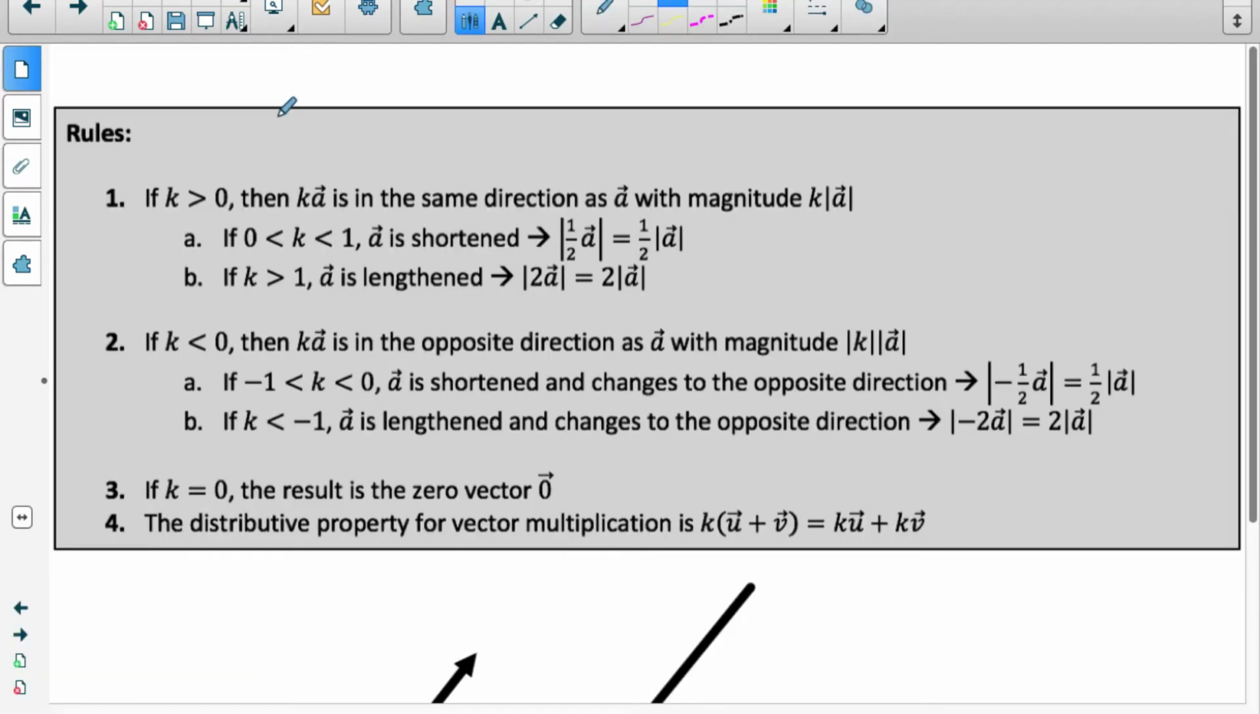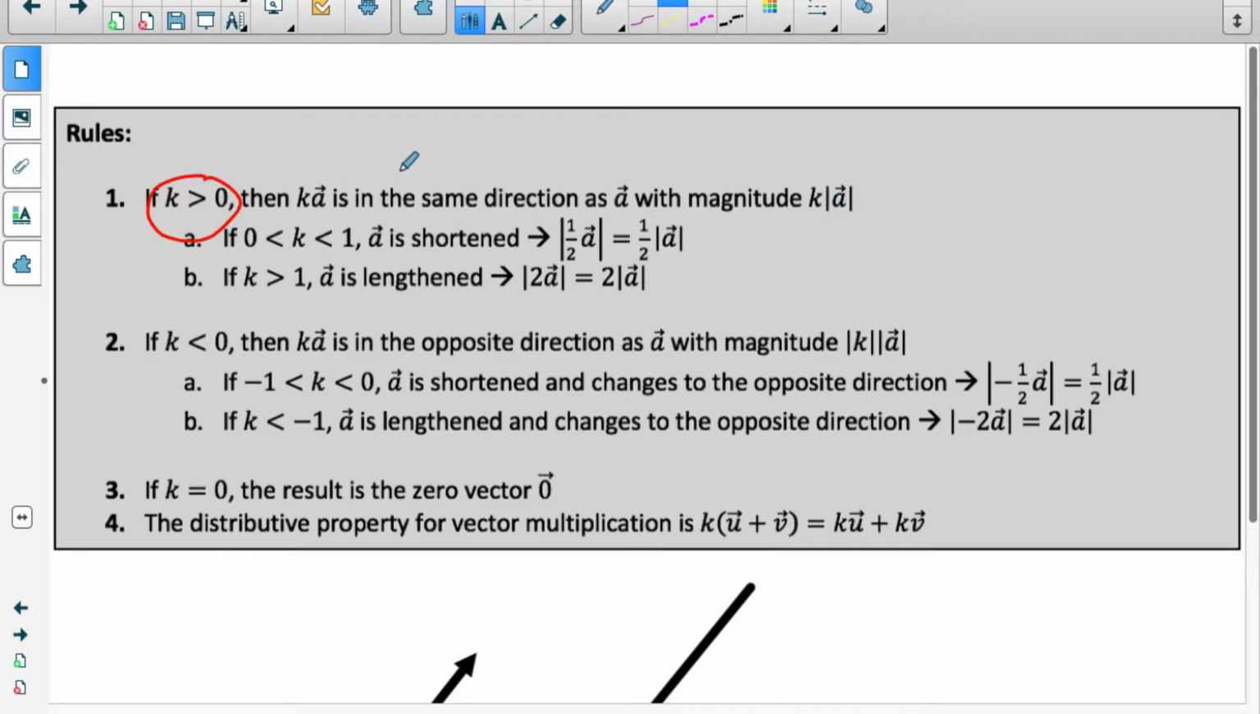Let's start by looking at a list of rules. The first thing we want to do is distinguish the difference between what happens if we multiply vector A by a scalar that's positive compared to if we multiply vector A by a scalar that's negative. So let's start here. Rule 1. If k is greater than 0, so if the scalar is positive, then k multiplied by vector A is in the exact same direction as vector A, so direction is not changed if the scalar is positive. And the magnitude is equal to k multiplied by whatever the magnitude of vector A was.